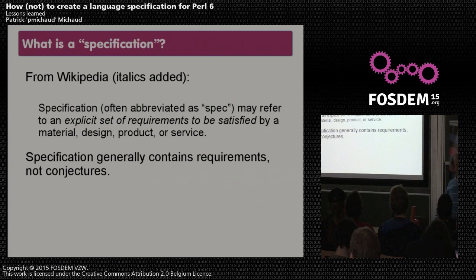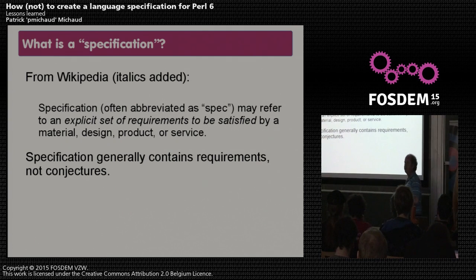So let's just back up. Instead of language specification, what is a specification? I looked on Wikipedia, because Wikipedia knows everything, and it offered this, which I thought was pretty good. A specification may refer to an explicit set of requirements to be satisfied. That was the key thing I took away from this: if you talk about a language spec, then it's an explicit set of requirements to be satisfied.